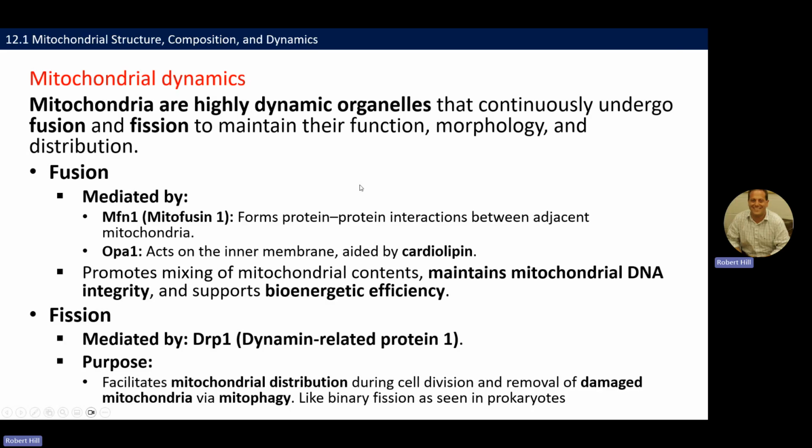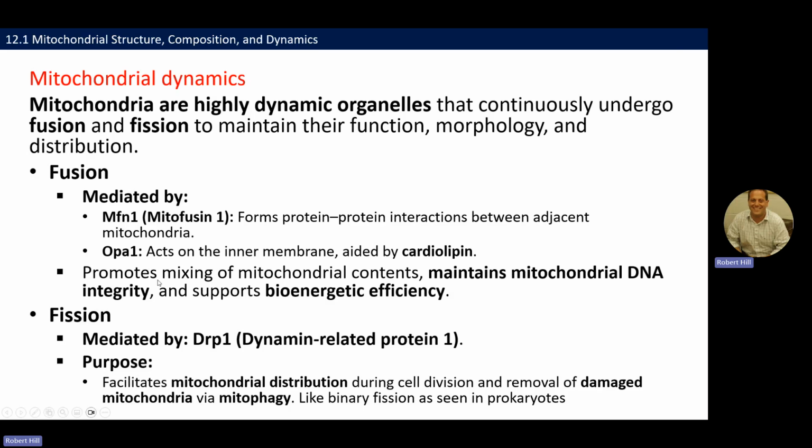All right, so cells don't just have one mitochondria, right? It just depends on what cell type it is. A muscle cell may have hundreds of mitochondria. A liver cell may have 20 or 50. But the mitochondria are very interactive with each other and very dynamic.